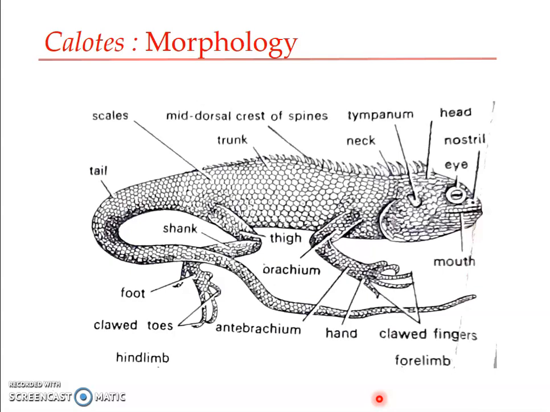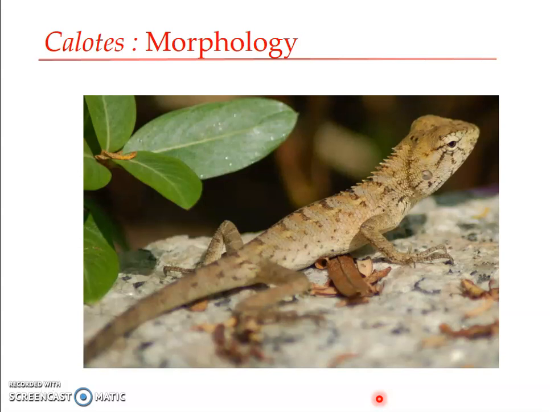Now, skin. It is dry and devoid of glands. The body is entirely covered by epidermal, horny, and backwardly directed scales. You can see here, I hope the scale is visible. It is backwardly directed and of unequal size, and the scales are periodically shed in flakes.